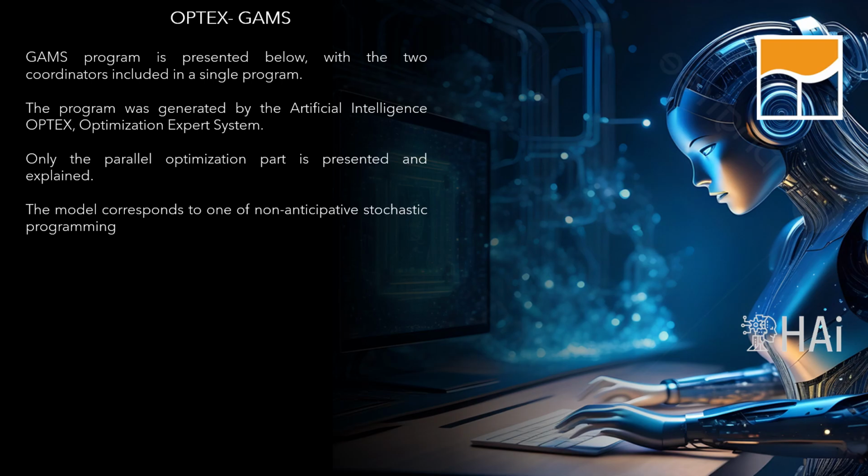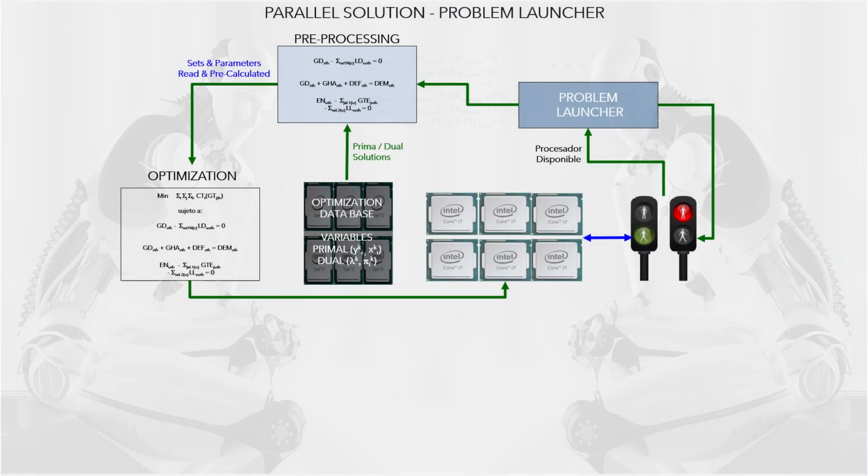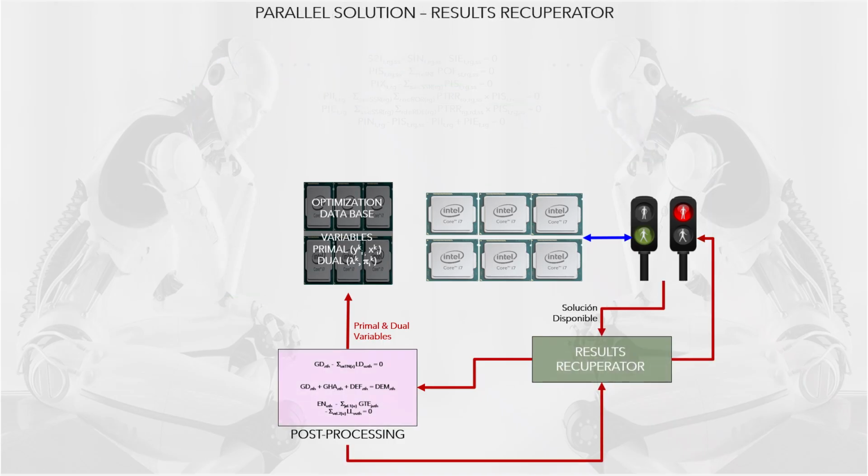The model corresponds to one of non-anticipative stochastic programming. The implementation of the parallel mod plan was carried out by coordinating everything within a single GAMS program. The methodology consisted of programming, in the same program, a part of the problem startup using a traffic light system that informs the first core that is free. Another section of the program is aimed at results retrieving, asking the traffic light system to determine which cores have completed their task, to execute the recovery process.